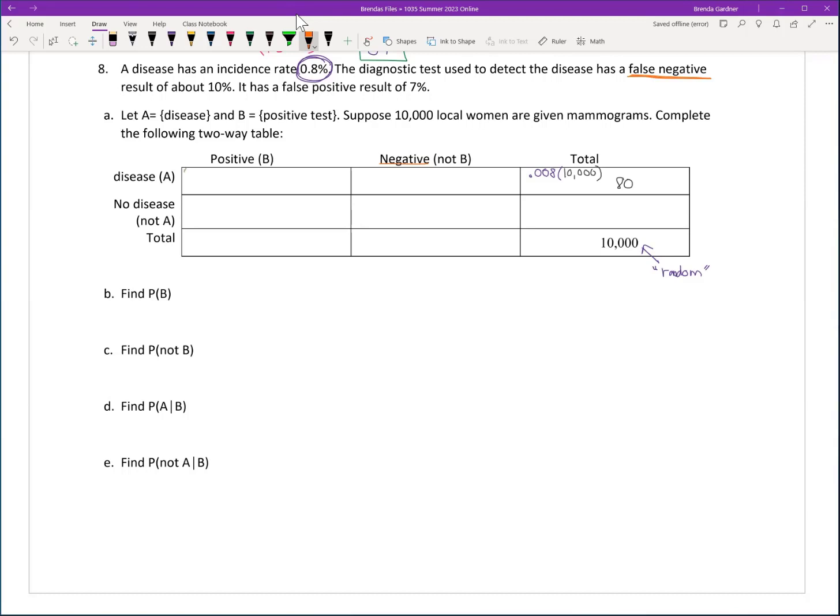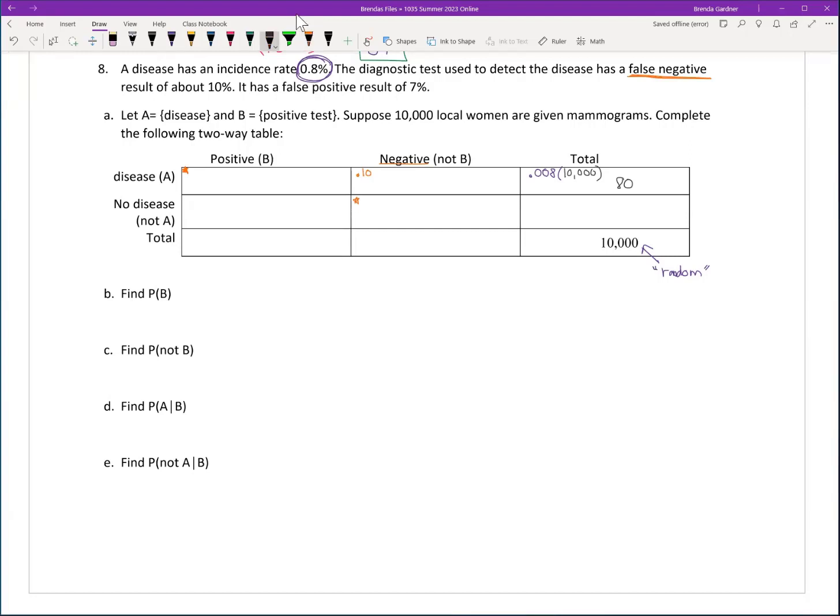So this is the area: disease and positive, that's what we want. And then no disease and negative, that's what we want, right? A test to have. So a false negative would mean that it's negative, but you actually have the disease. So I'm going to put the 10% up there as a decimal. But what should I multiply that by?